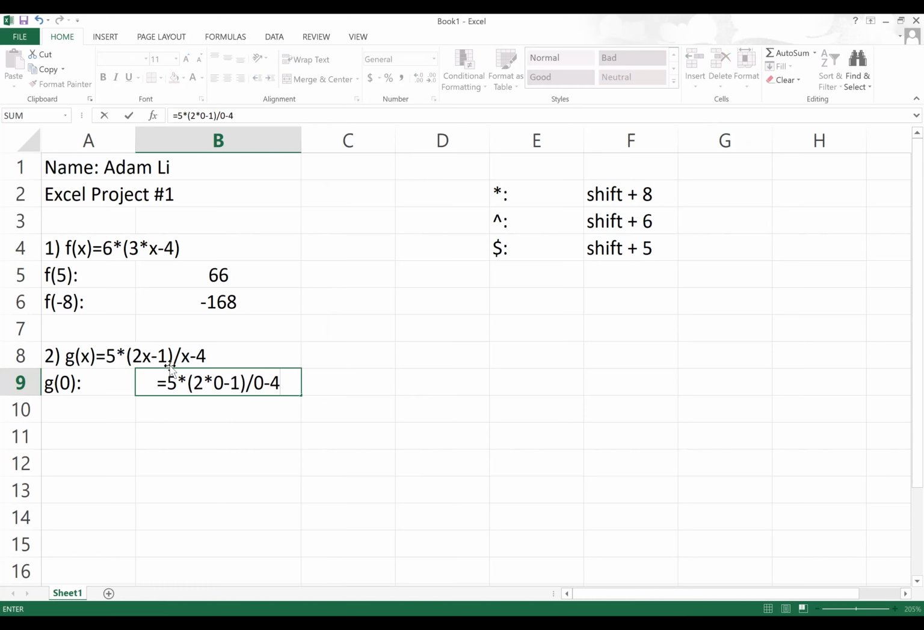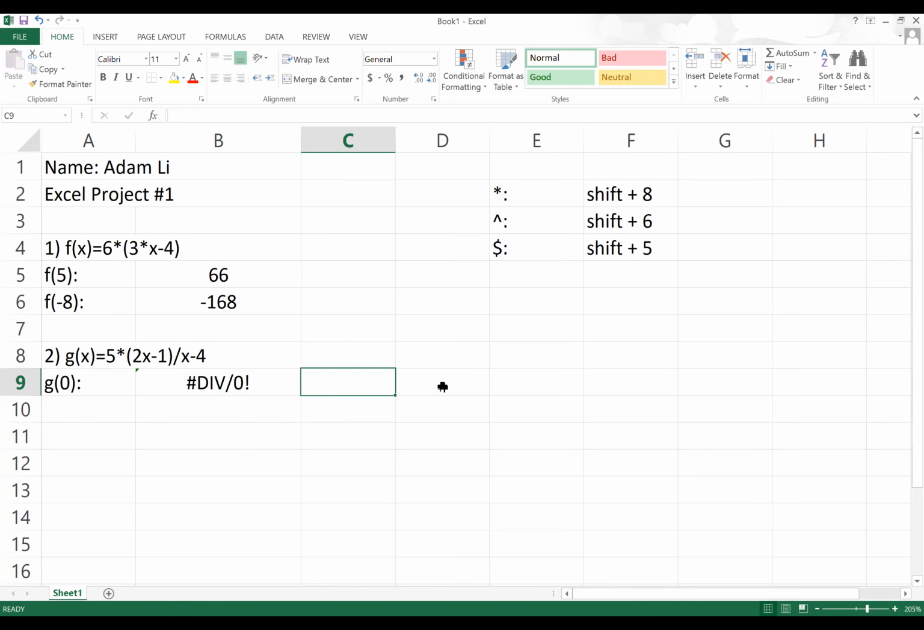So division sign is a slash, right? Slash representing division. And if you hit enter, what do you notice? You get this output here, not an actual number, right? What this means is division by 0. And division by 0, it's undefined, right? Undefined, meaning the result is undefined. So if you see anything like that, #DIV/0!, then this means it's division by 0, because x becomes 0. So we're dividing this whole thing by 0, so it's undefined.